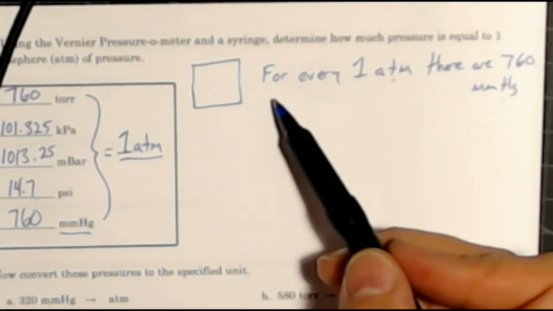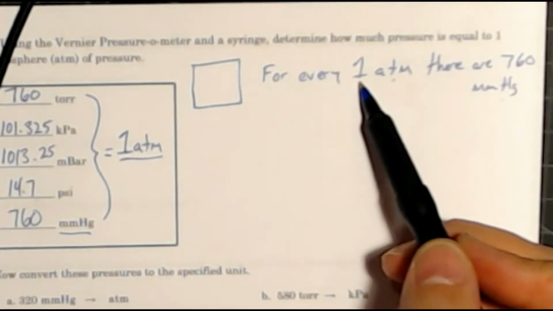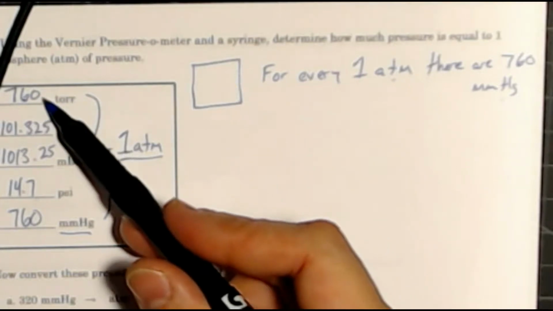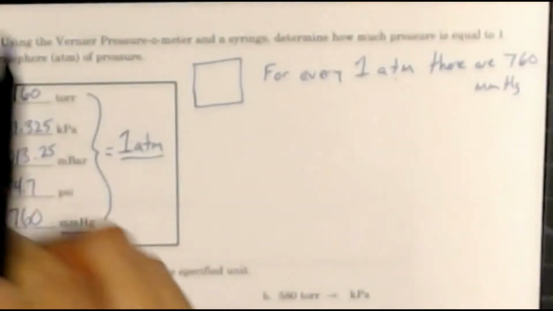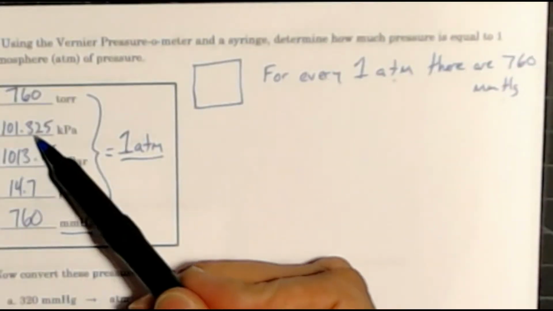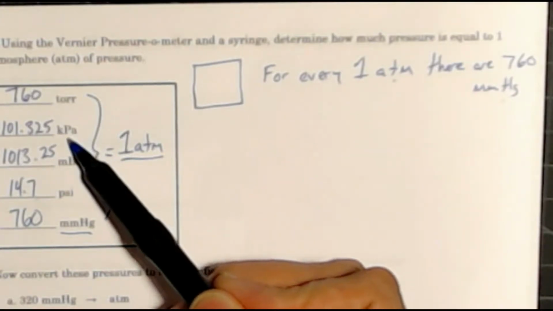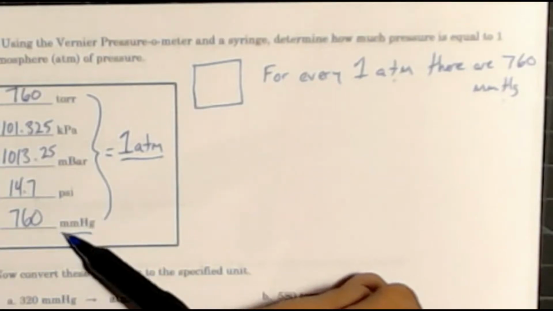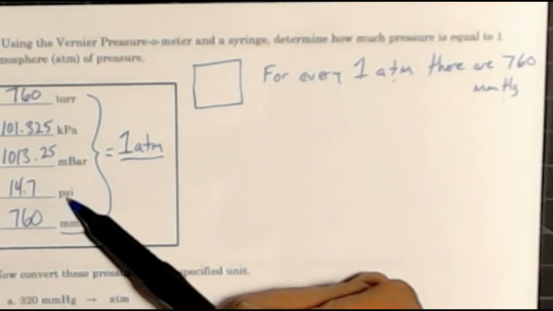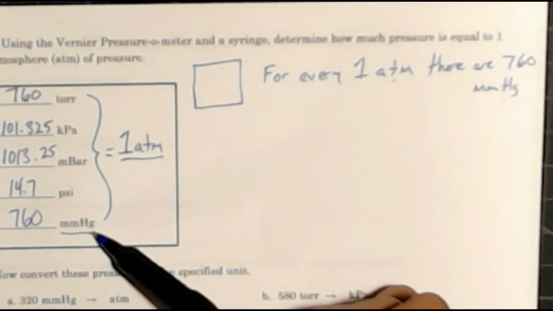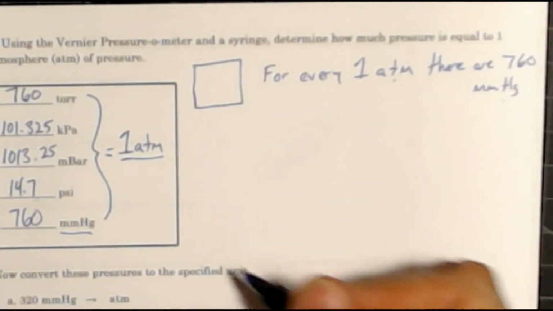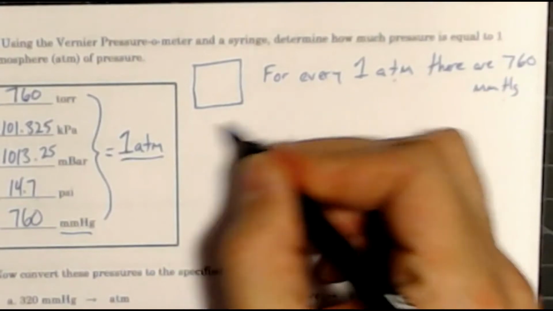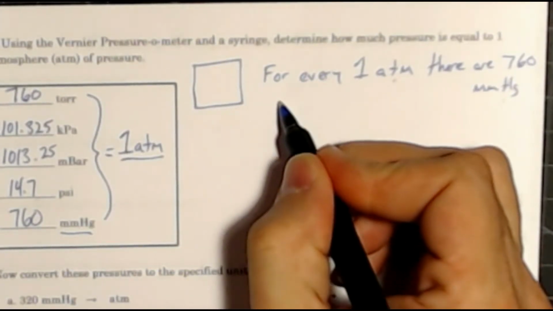And as a matter of fact, you don't have to limit yourself to writing everything in terms of 1 atmosphere. You could say for every 760 torr, there are 101.325 kilopascals. That's what kPa stands for, kilopascals. You could also say for every 14.7 psi, there are 760 millimeters of mercury. So let's write out one more of those. And we'll abbreviate for every as FE.